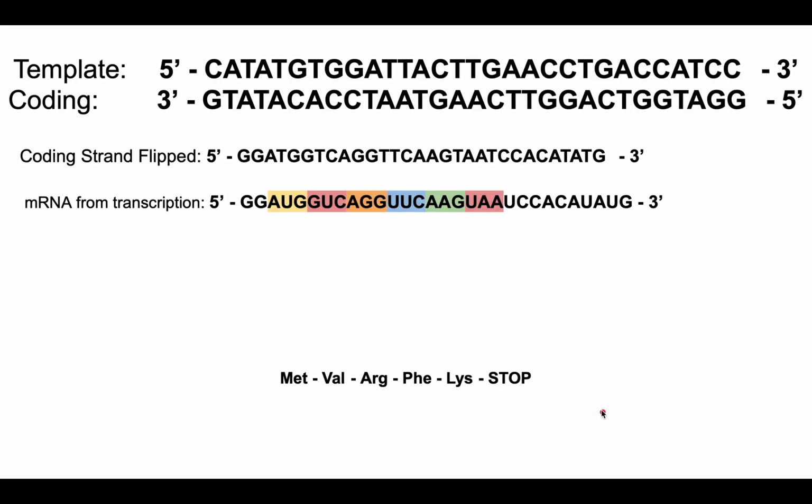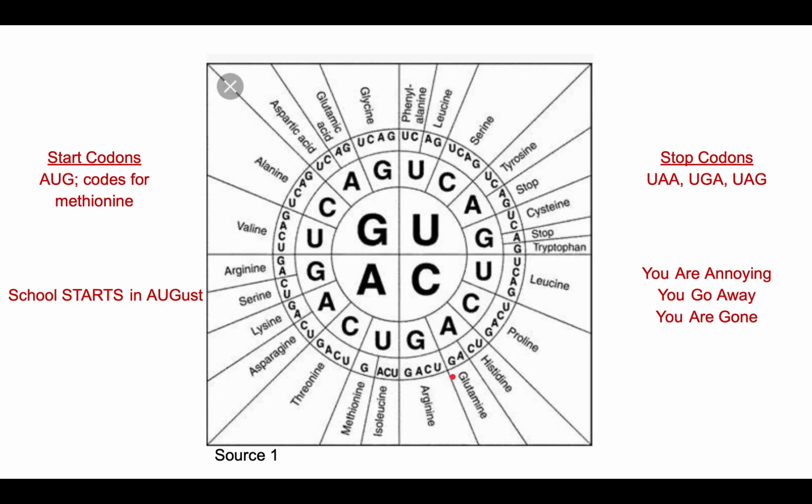So as you can see here, we have the template strand and the coding strand on the bottom, but we want to read it in the 5' to 3' direction, so we are going to flip it. This is the beginning, and then we are going to transcribe it into mRNA by changing all the T's to U's. When we do that, we see our start codon here and our stop codon here. This codes for methionine, valine, arginine, threonine, and lysine, and then the stop codon.